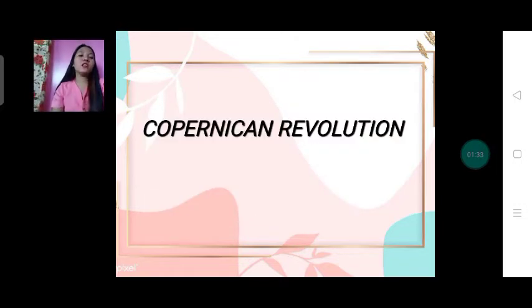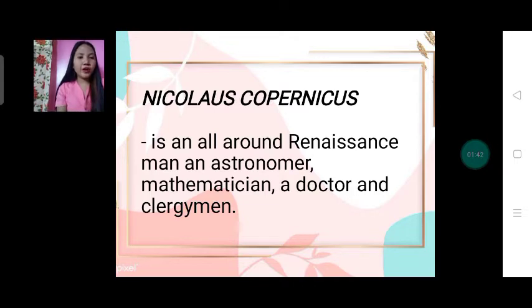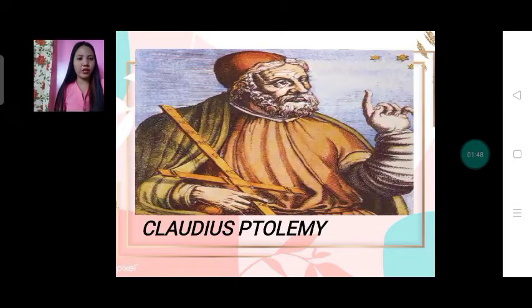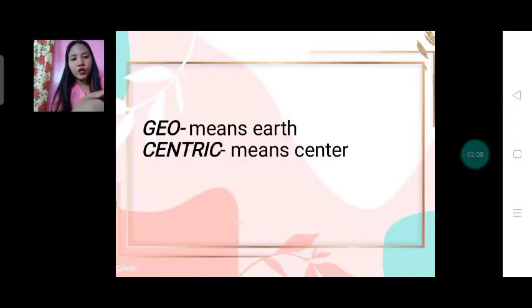So, first, let us define the Copernican revolution by Nicolaus Copernicus. Nicolaus Copernicus was an all-around Renaissance man: an astronomer, mathematician, doctor, and clergyman. Claudius Ptolemy stated that the planets as well as the sun and the moon move in a circular motion around the earth. He believed that the center of the universe is the earth, where the sun, moon, and planets revolve around it. This is the geocentric theory, where geo means earth and centric means center.